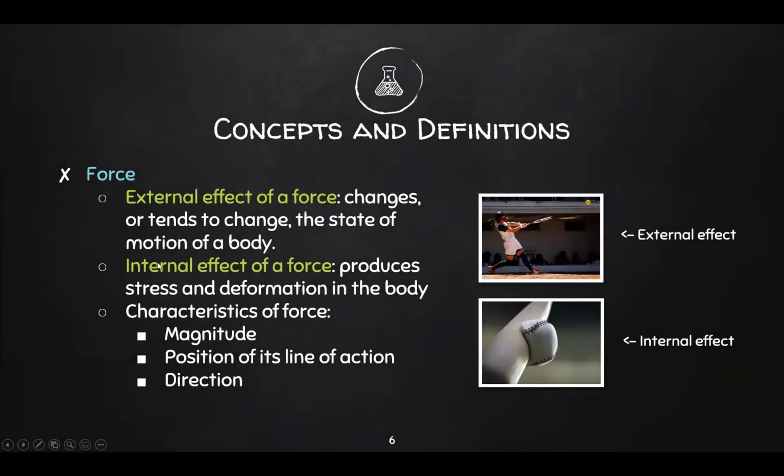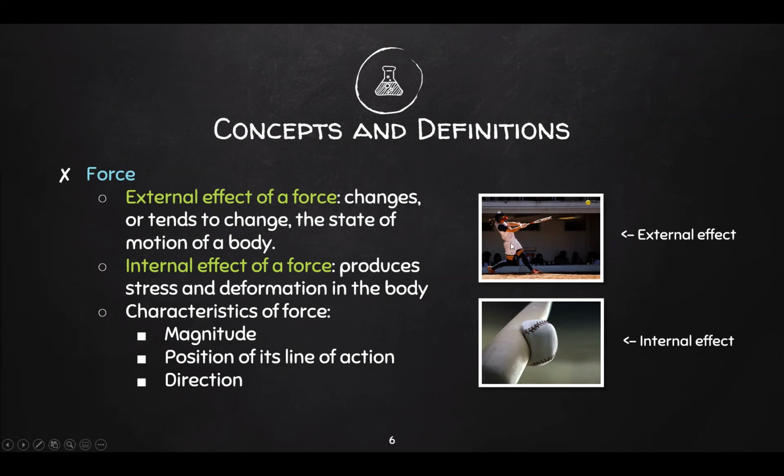The next concept is force. So when we talk about force, we talk about one of two things. First is the external effect of a force, and then next is the internal effect of a force. So the external effect of a force changes or tends to change the state of motion of a body, while the internal effect of a force produces stress and deformation in the body. Look at the images to the right.